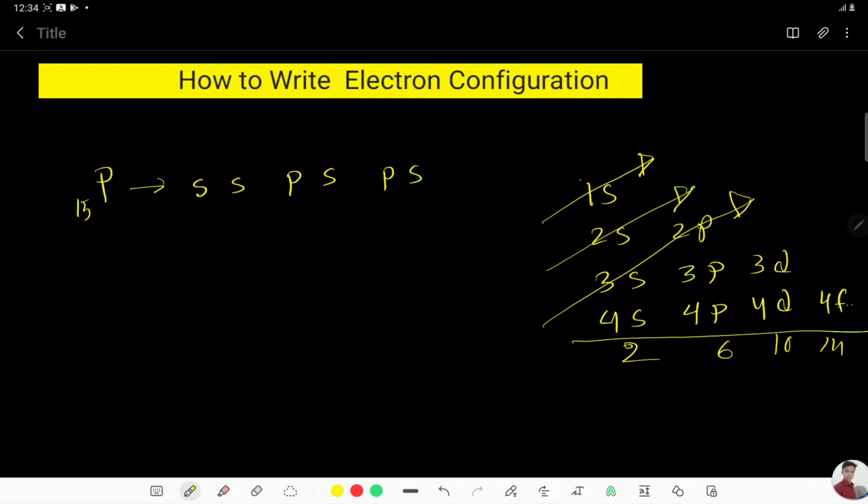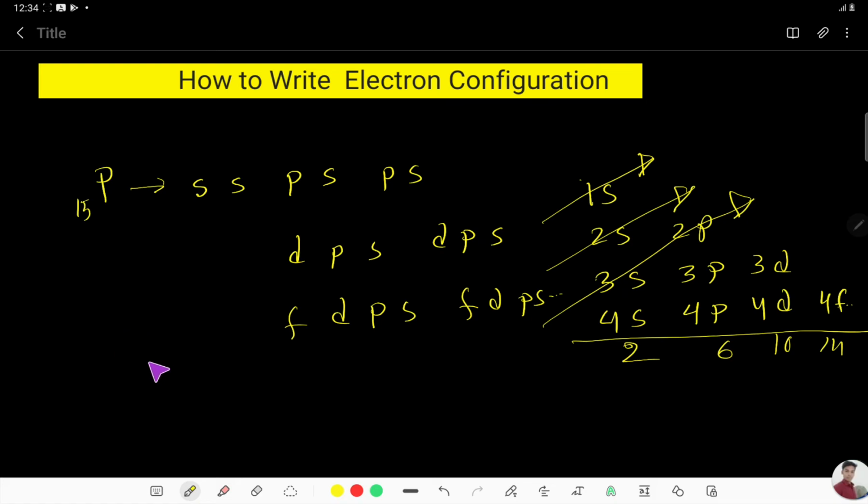Then you can write ps, ps, then you can write dps, dps two times, then you have to write fdps, and this will continue, right? There is no limit for fdps, but you have to write ss, ps, ps, dps, dps, fdps, fdps, fdps. You have to memorize this.